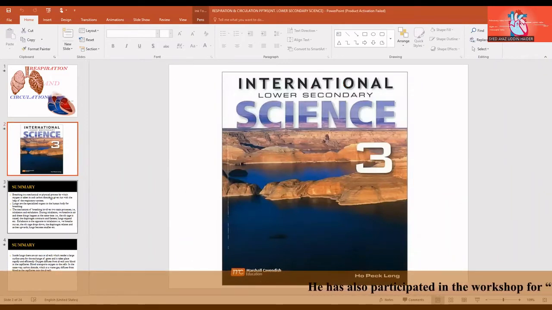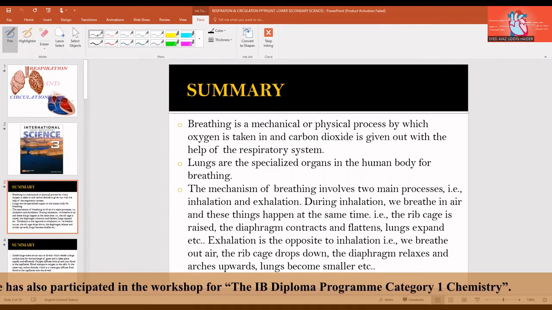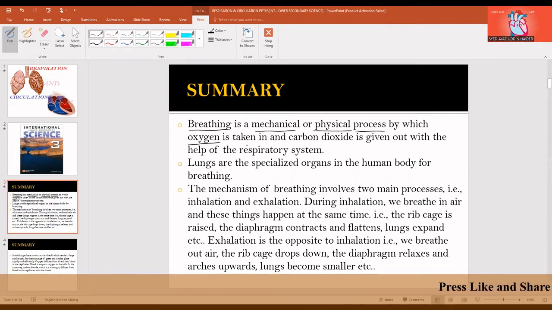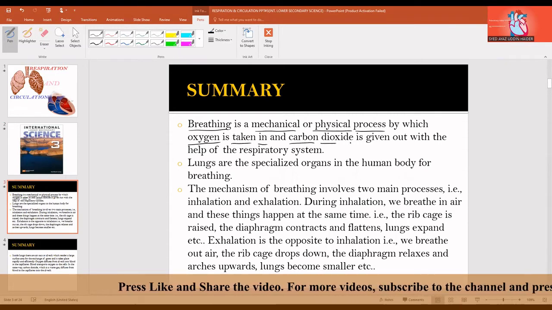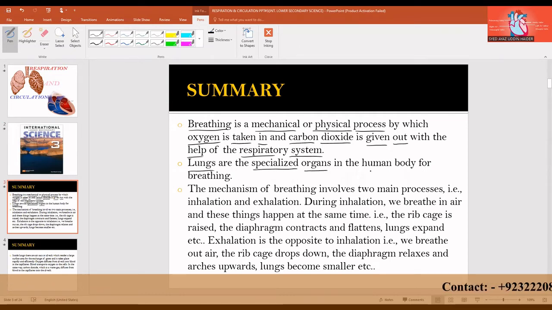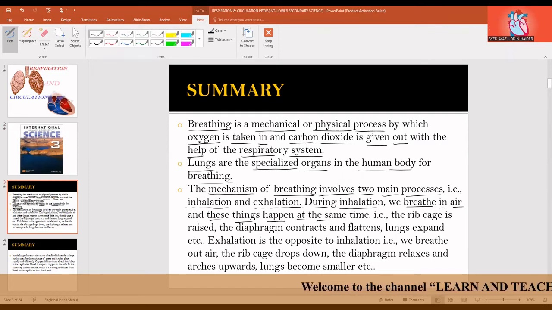Let's begin with the summary of the last video. Breathing is a mechanical or physical process by which oxygen is taken in and carbon dioxide is given out with the help of the respiratory system. Lungs are the specialized organs in the human body for breathing. The mechanism of breathing involves two main processes, that is inhalation and exhalation. During inhalation, we breathe in air, and these things happen at the same time.